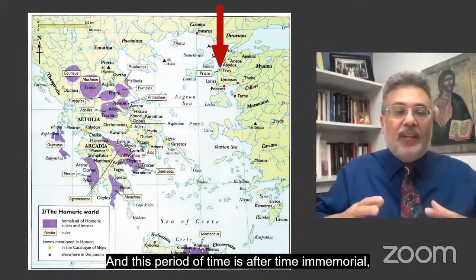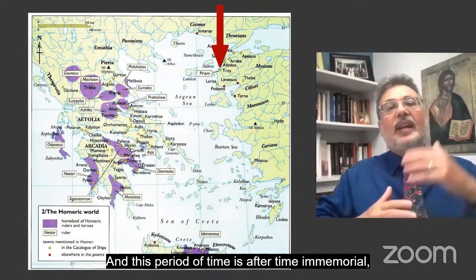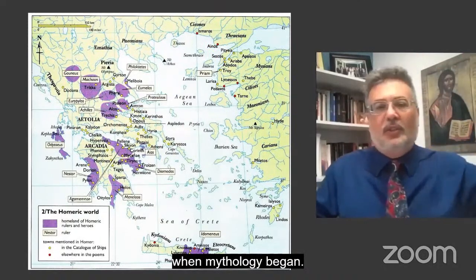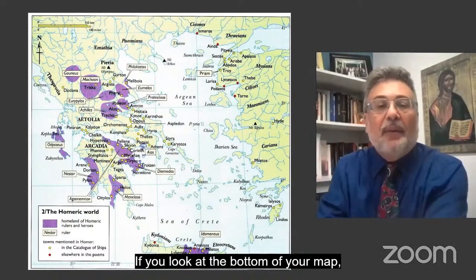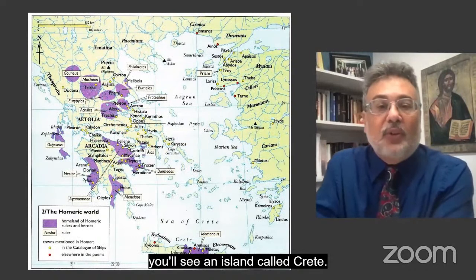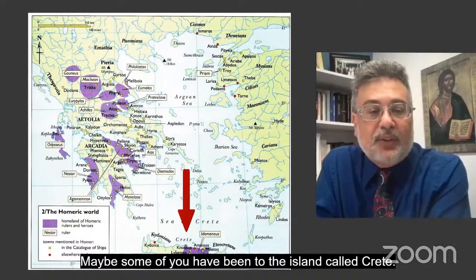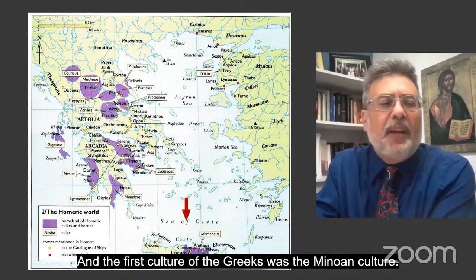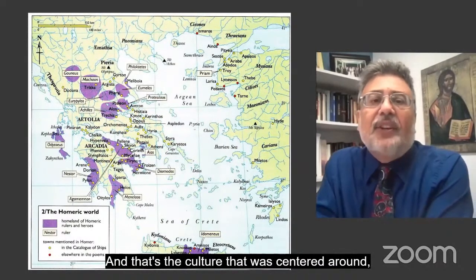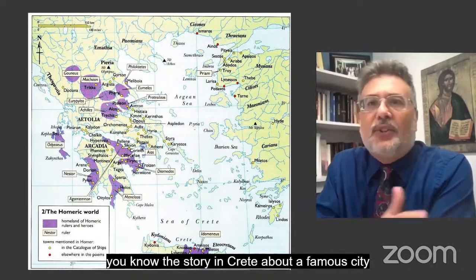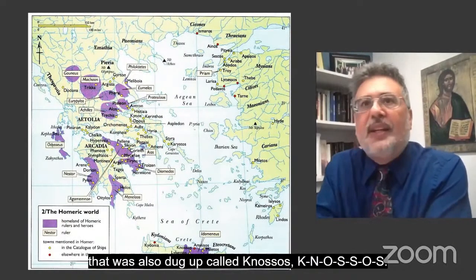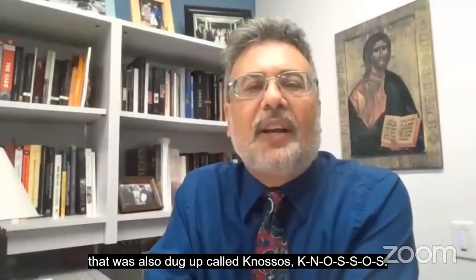And this period of time is after time immemorial when mythology began. If you look at the bottom of your map, you'll see an island called Crete. Maybe some of you have been to the island called Crete. And the first culture of the Greeks was the Minoan culture. And that's the culture that was centered around, you know, the story in Crete, right? About a famous city that was also dug up called Knossos.